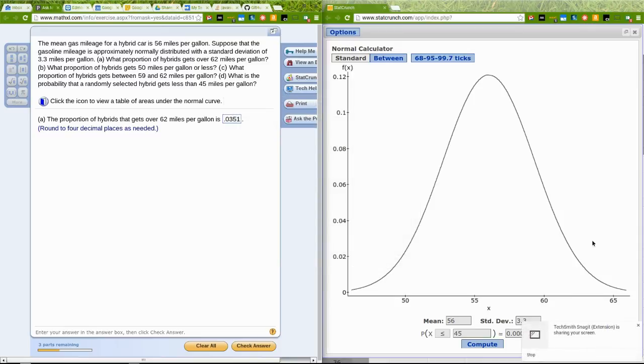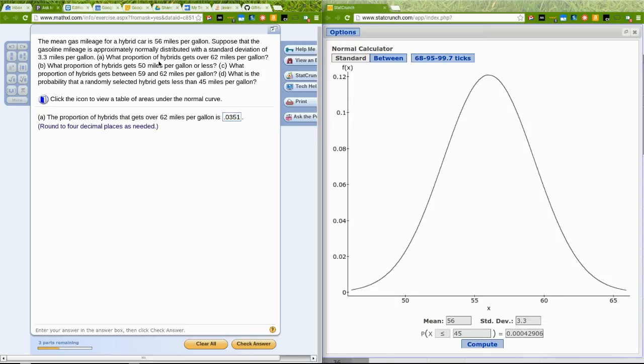Okay, I got this really good question from the Chapter 7 quiz. This would be problem number 5. Here it is. We've got a hybrid car whose mean gas mileage is 56 miles per gallon, and we know that the standard deviation is 3.3 miles per gallon.